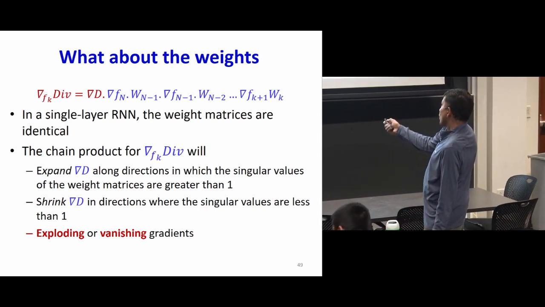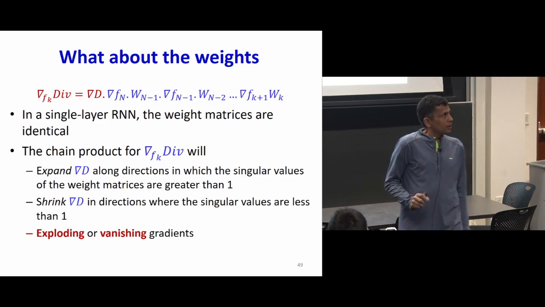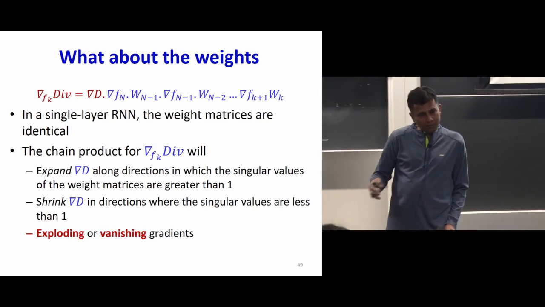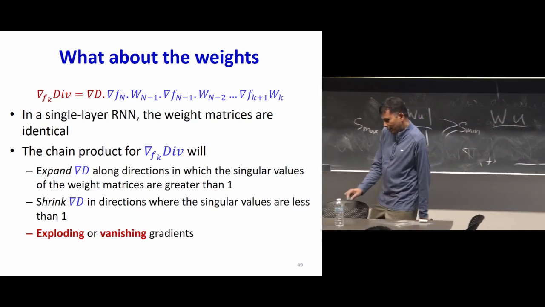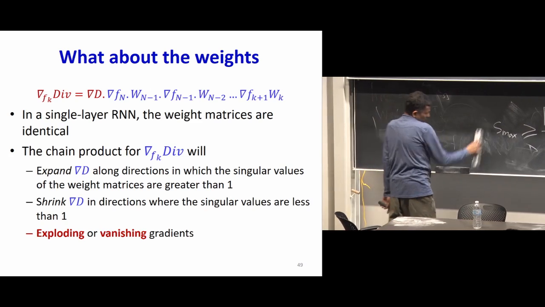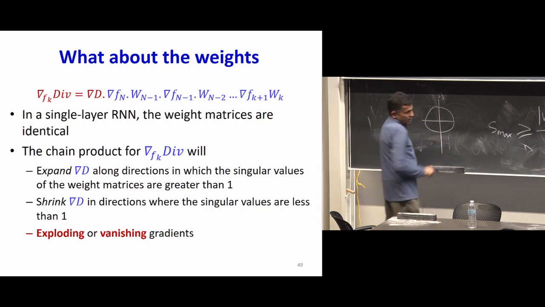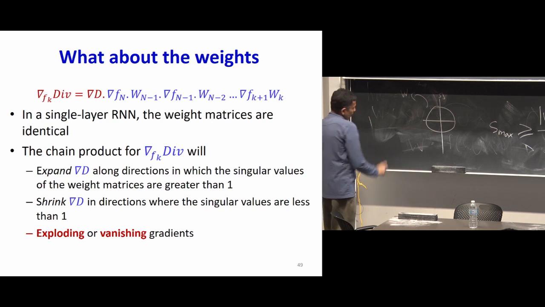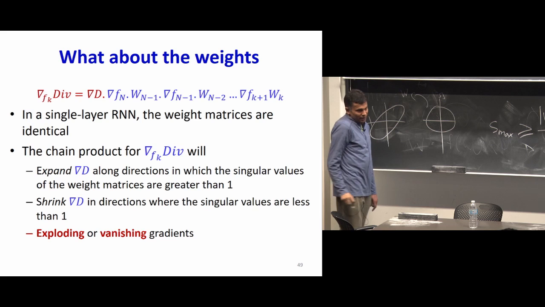So in that case, what can we say about how these W's are going to affect this derivative? If the singular values of W... but then there's something even more interesting about this. One way to think about it is, let's say I have some vectors lying on a circle. This is supposed to be a circle. And these vectors are transformed by W. Then the resulting figure is going to be an ellipsoid.